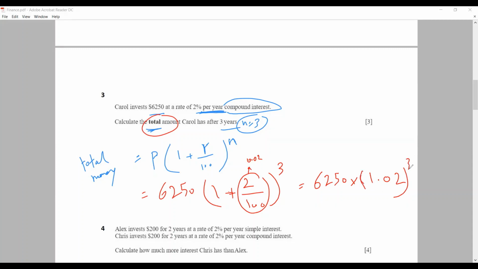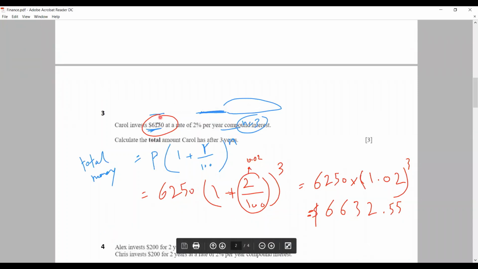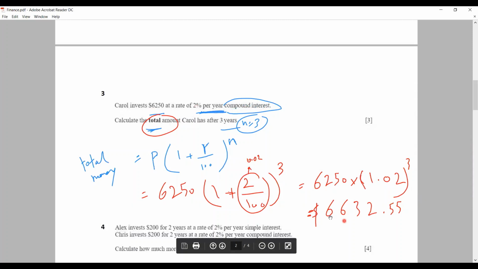Now you can grab your calculator and start keying these values. Okay, that is 6,632 and 55 cents. That's how much is in the bank account now, right? So if the question was asking how much interest is added, you have to subtract this, the principal, from this, the total money in the account.